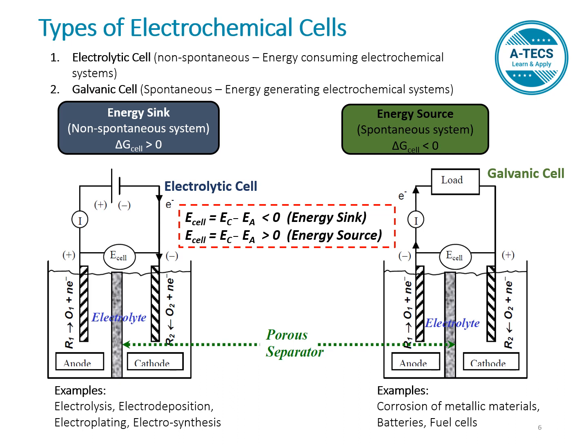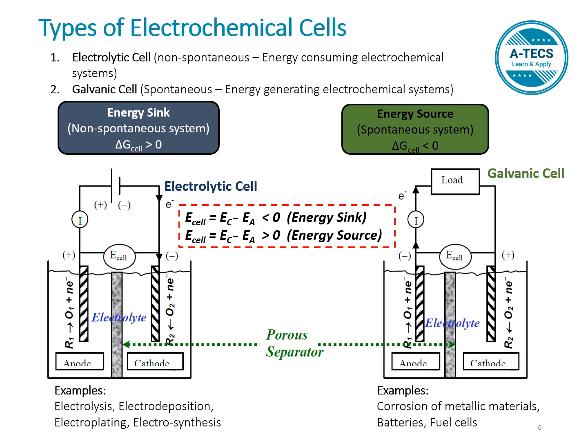Non-spontaneous systems are energy sinks in which we require an external source of energy. So electrodes are connected with a power system to promote anodic and cathodic reactions. The examples are electrolysis, electrodeposition, electroplating, and electrosynthesis.